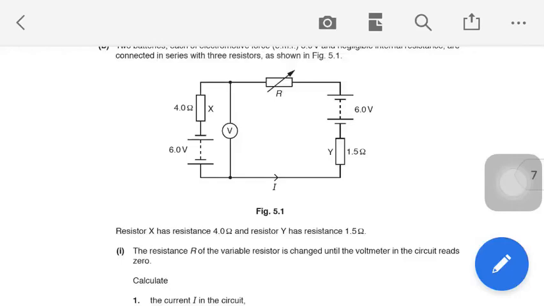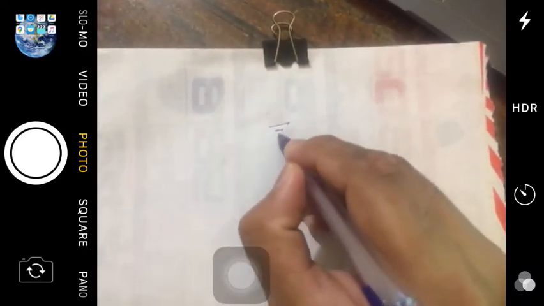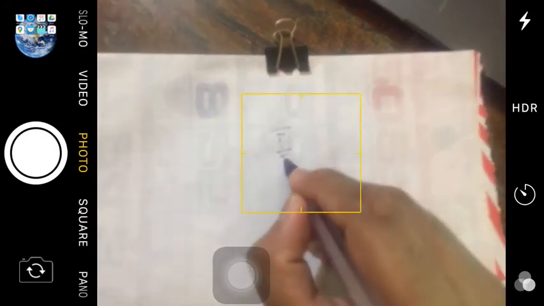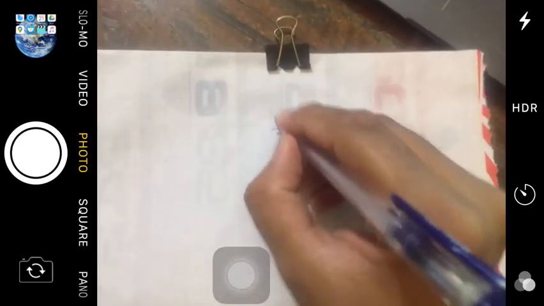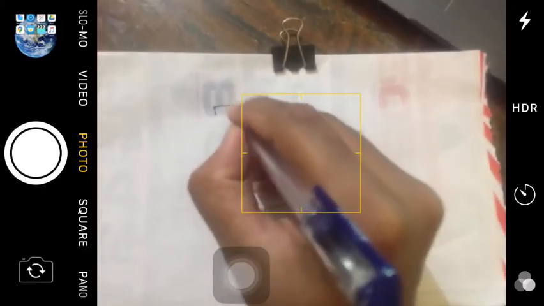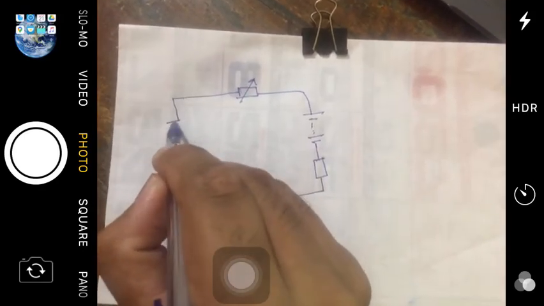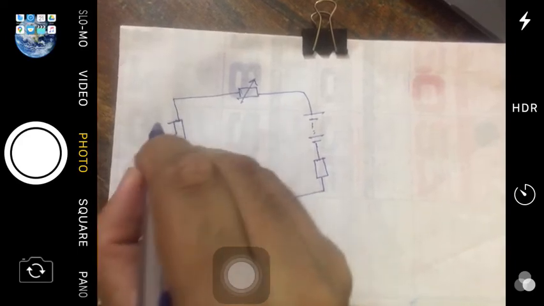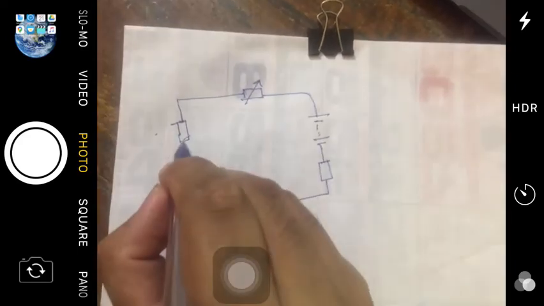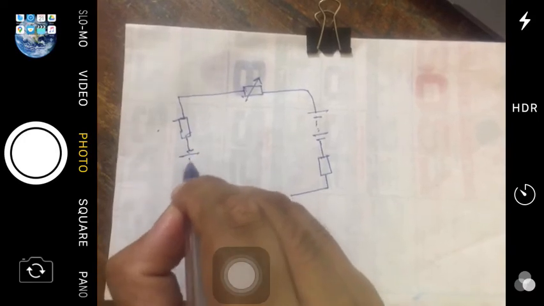So let me redraw the circuit. So you basically have the battery here connected to a resistor, which is connected to a variable resistor, connected to another resistor, then another battery.